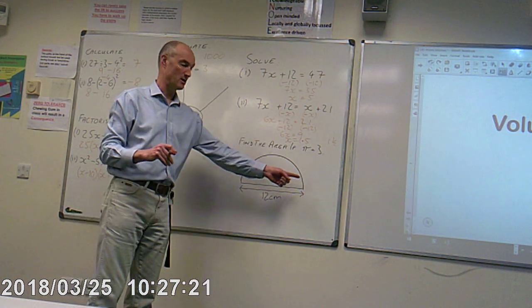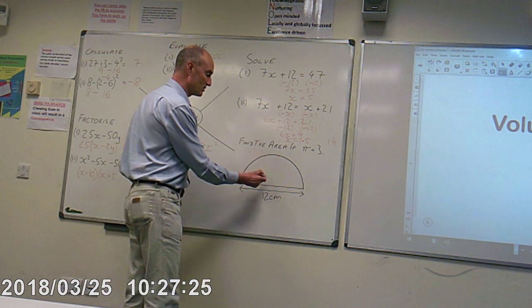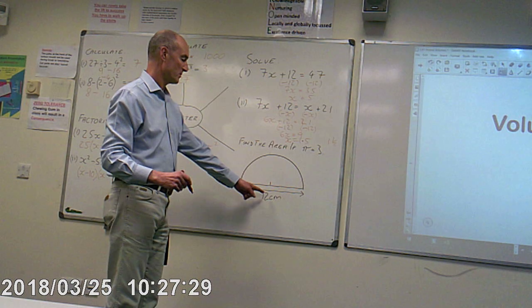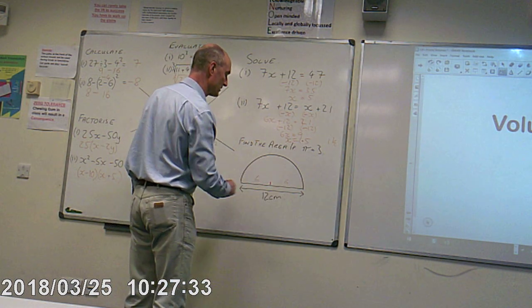What's the value of r though? That 12 isn't the radius of the circle. The radius is going to be half of that 12. It's going to be 6, and 6 is the radius.